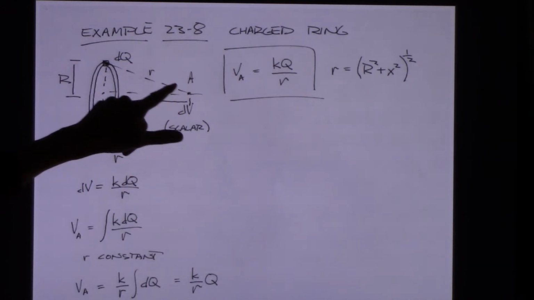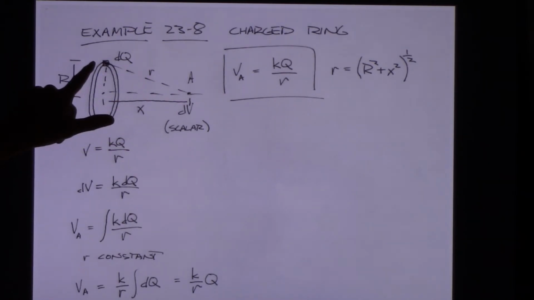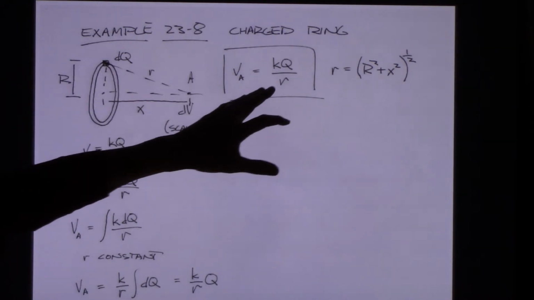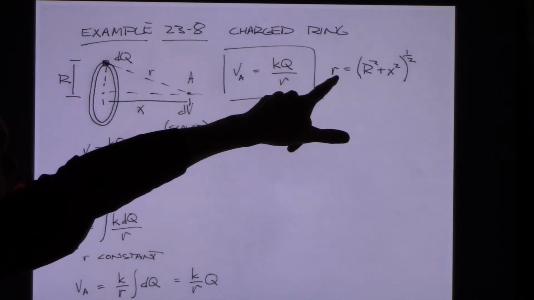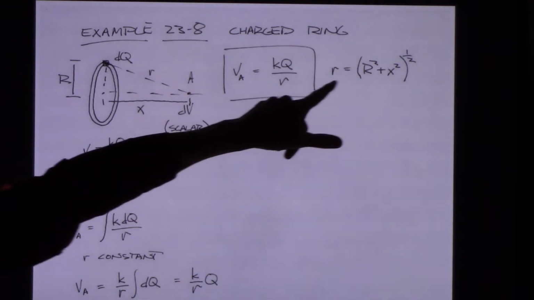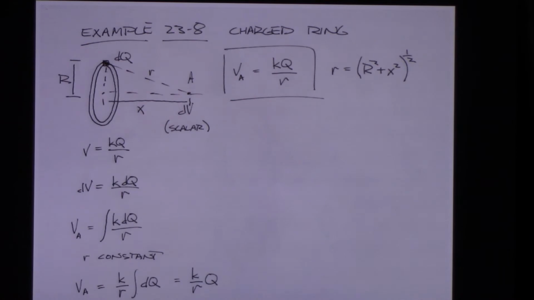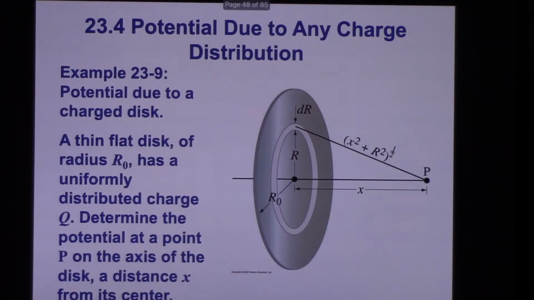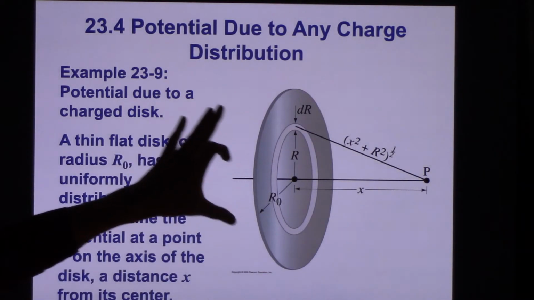But the little r here is this hypotenuse distance. So I could write it this way, but I have to remind myself, if I want to write this as a function of x, it's r squared plus x squared to the half. Okay. What about if we now fill in the disk?